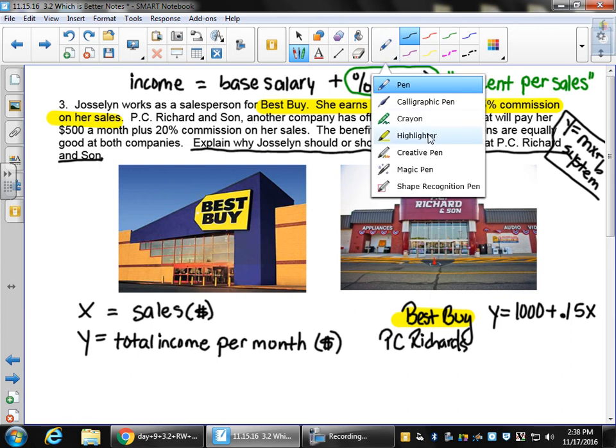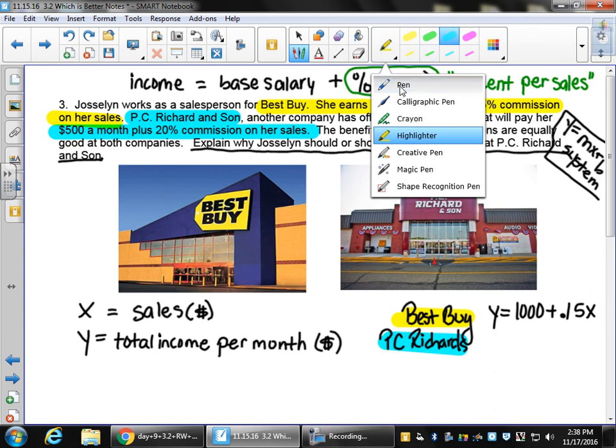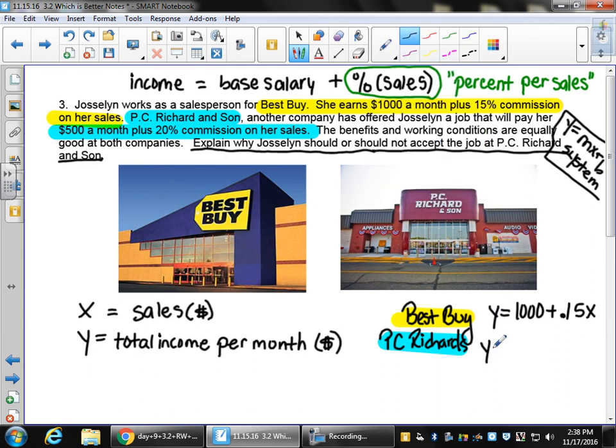PC Richards, let's put that in blue. PC Richards has offered her a job. It will pay her $500 a month plus 20% commission on her sales. So that will be Y equals 500 plus 0.20, 20% of whatever her sales are, 0.20x.